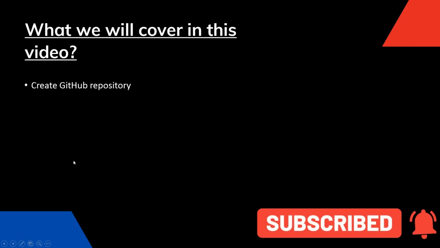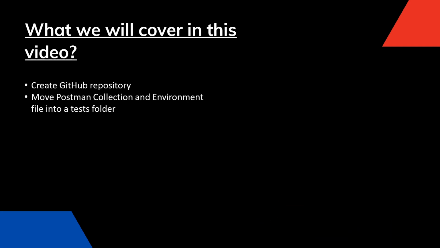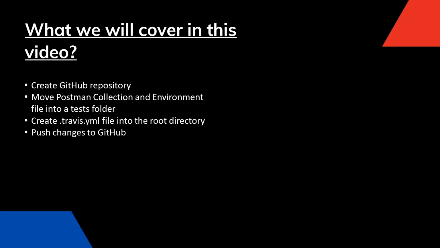So we're going to start off with creating our GitHub repository, and then we're going to move our Postman collection and environment file that we exported in our previous video and move them over to a test folder. And from there, in the same folder, we're going to create a Travis CI file and put that in our root directory. Then we're going to move all of these changes and push them to GitHub.